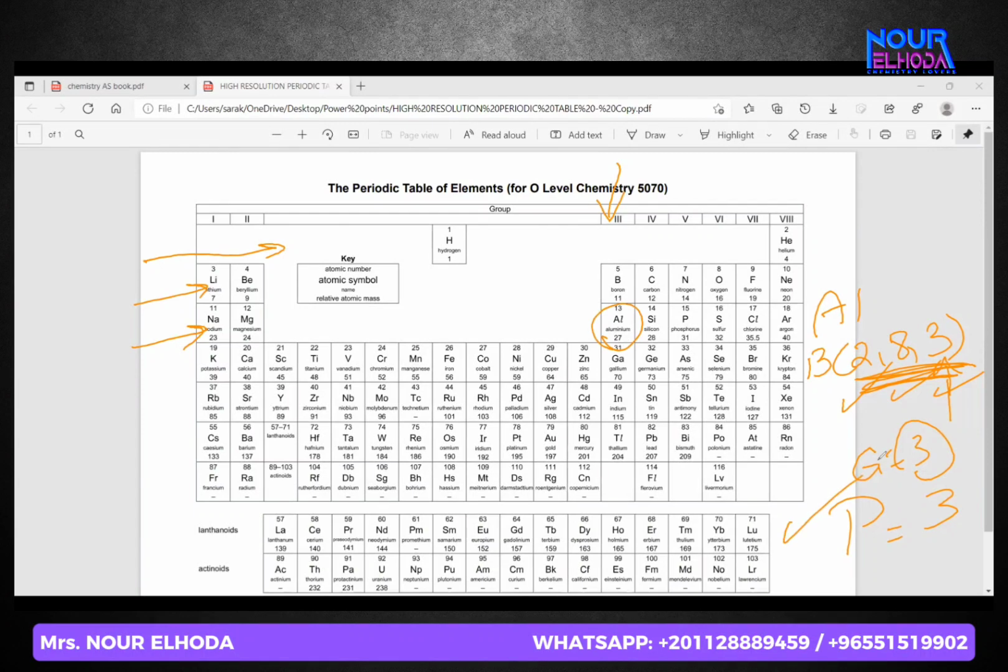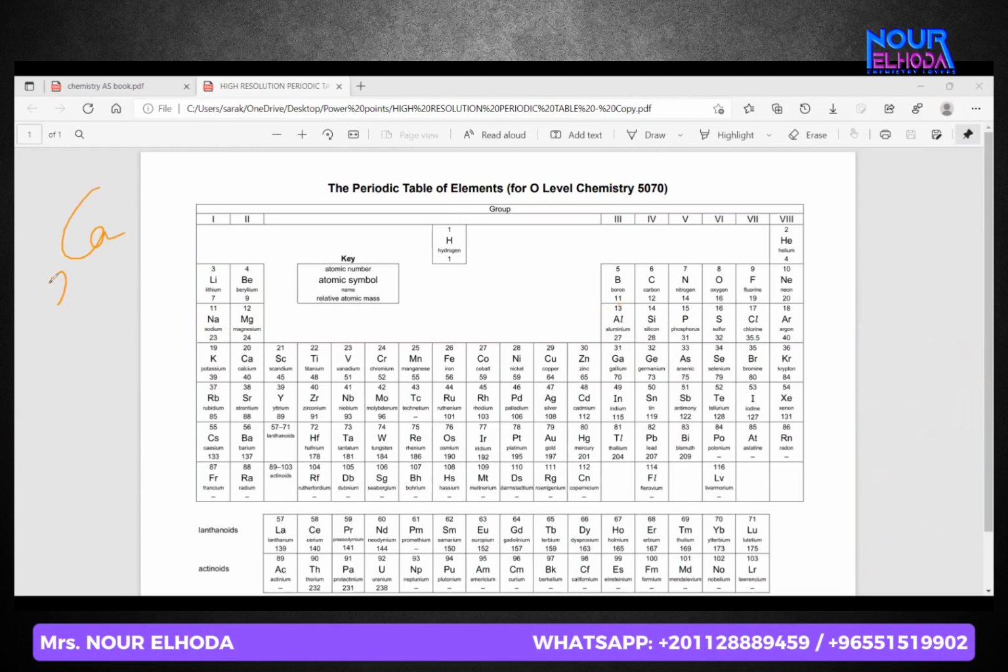Let's take another element. I have calcium, 40 or 20. As I said before, forget about this one, I will not use it now. 20. So it is 2, 8, 8, 2. So here I'm in group 2. How many shells do I have? So this means I'm in period 4, 1 2 3 4, and I'm in group 2. That's why it's calcium here.